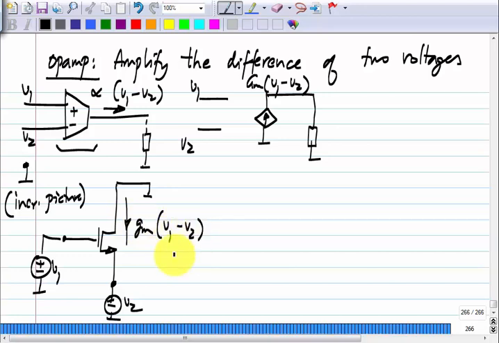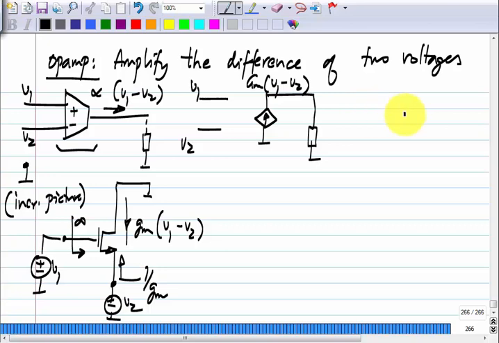But the problem here, of course, is that here we have infinite input resistance, whereas here we have a very small input resistance of 1 by GM. So, when the voltage sources V1 and V2 are non-ideal, which they will be, as we will never have an ideal voltage source, we will not get GM times V1 minus V2. We will get GM times V1 minus some number which is smaller than GM times V2.